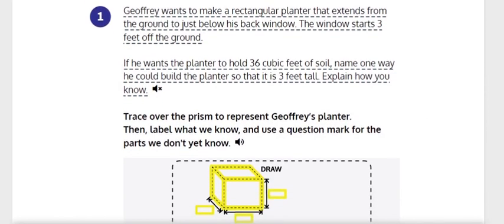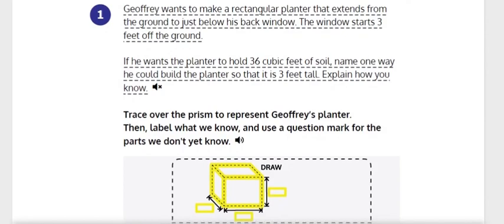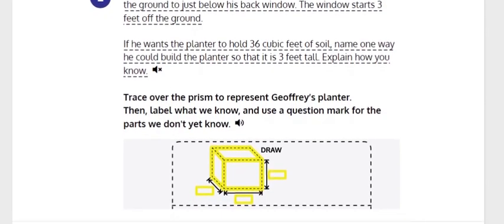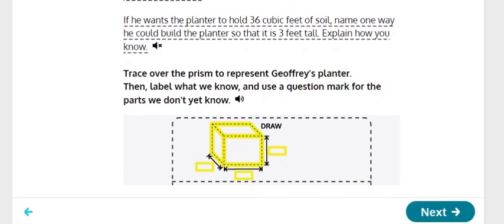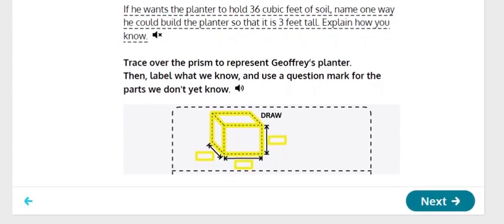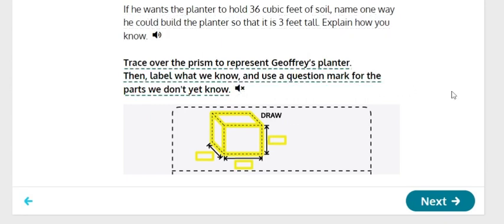Jeffrey wants to make a rectangular planter that extends from the ground to just below his back window. The window starts 3 feet off the ground. If he wants the planter to hold 36 cubic feet of soil, name one way he could build the planter so that it is 3 feet tall. Explain how you know. Trace over the prism to represent Jeffrey's planter. Then, label what we know and use a question mark for the parts we don't yet know.